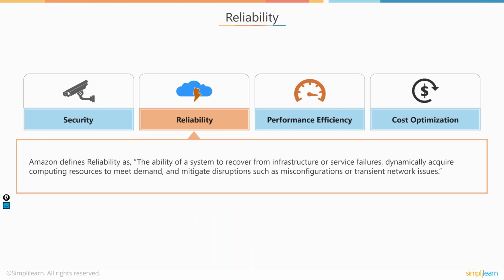We can skip to the next slide regarding reliability. So in here, Amazon defines reliability as the ability of the system to recover from infrastructure or service failures, dynamically acquire computing resources to meet demand, and mitigate disruptions such as misconfiguration and transient network issues.